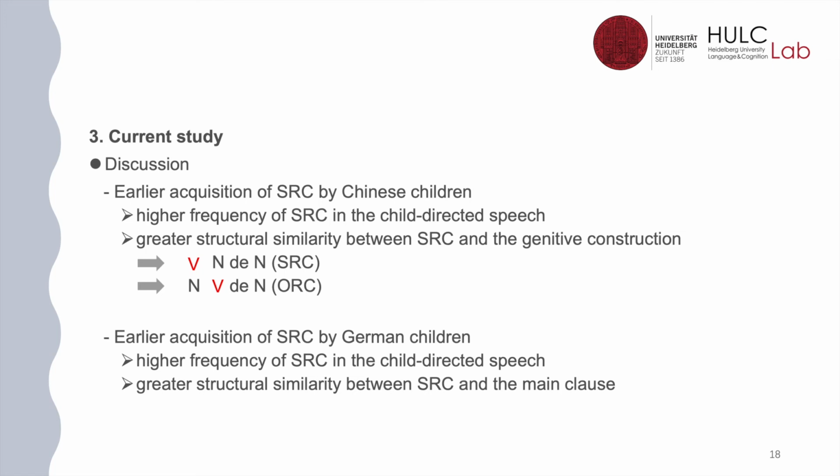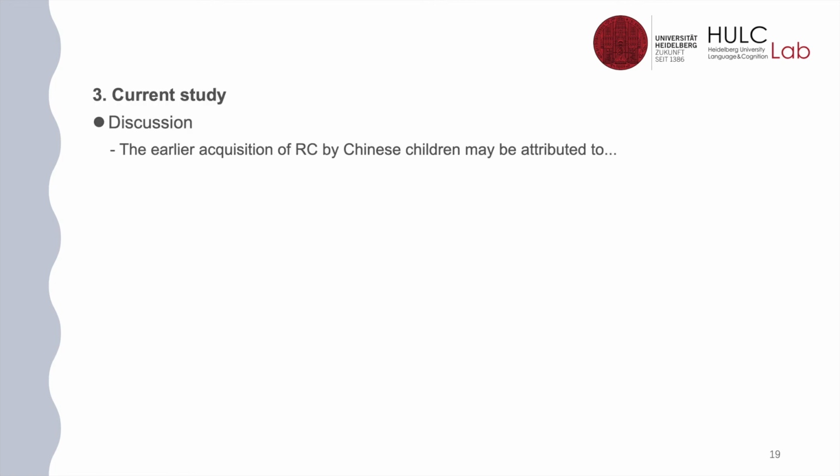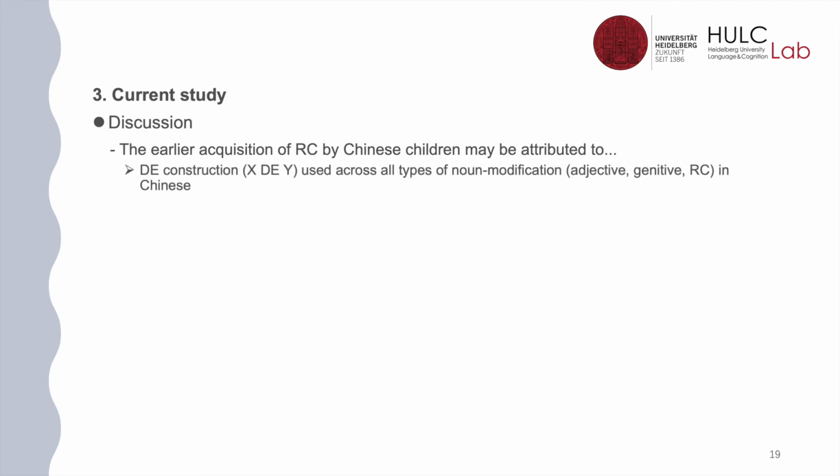The observation of the early acquisition of SRC by German children is in line with previous studies and can be accounted for by the higher frequency of SRC in the child-directed speech and the greater structural similarity between SRC and the main clause. In this study, we have also observed an early acquisition of RC by Chinese children relative to German children, which may be due to the de construction used consistently across all types of non-modification in Chinese. In comparison, German lacks such a similarity between RC and other non-modification structures.